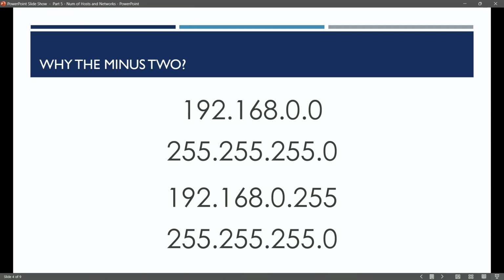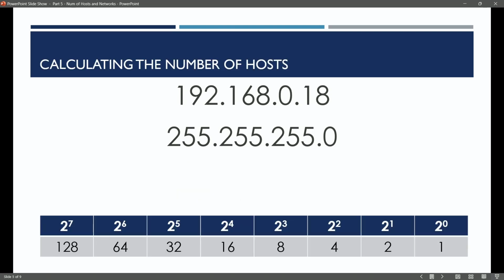You can't set the host bits all to ones, as we see here. What's happening is you're actually using the broadcast address of that subnet. So the all zeros and the all ones cases, we subtract those. All right, well, let's take a look at an example then.